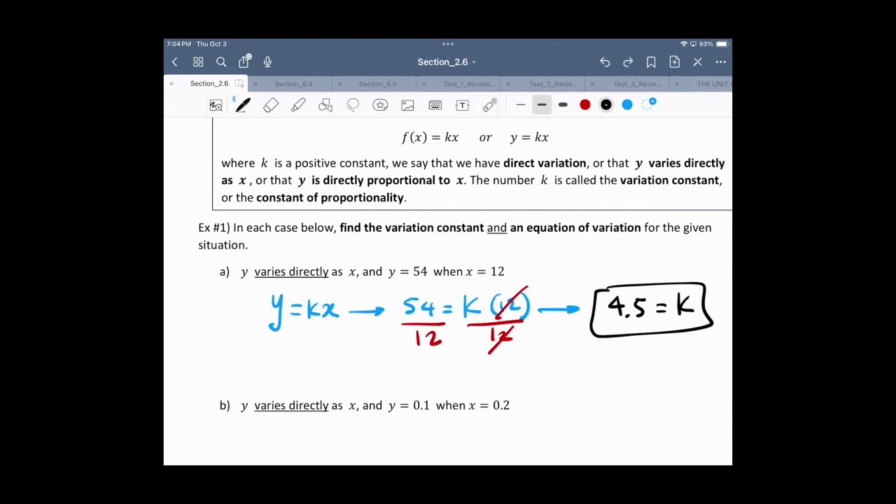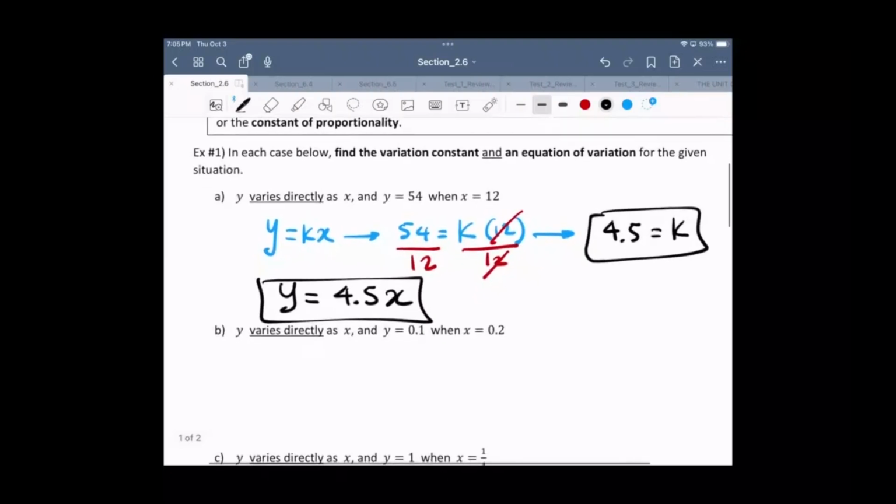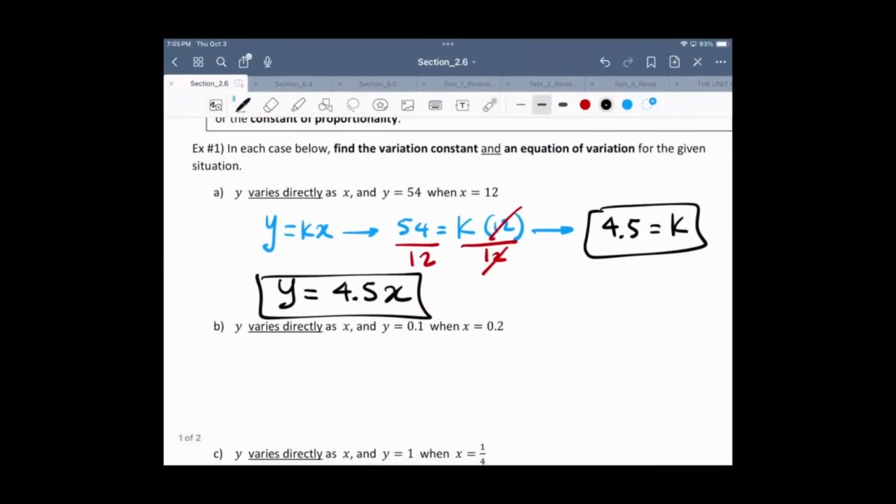Well, all we have to do is plug this k value into this equation, and we have our equation of variation. So y equals 4.5 times x. And there we have it. That's the equation of variation. All right, so I hope this agrees with what you did on your own.